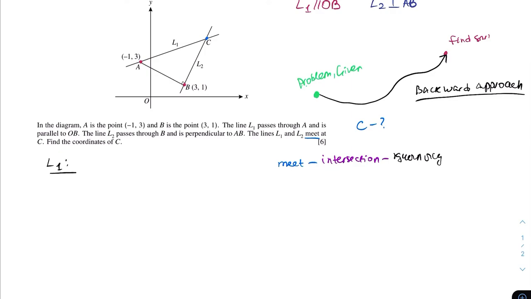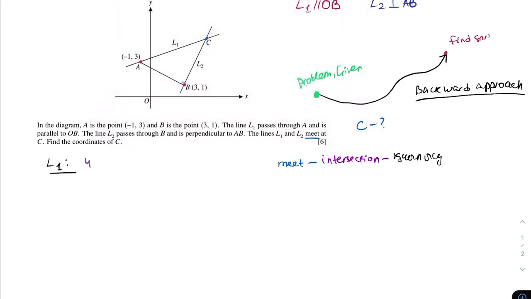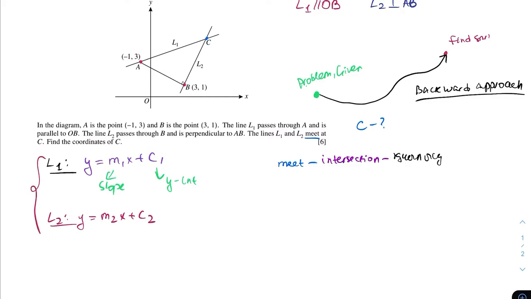If I know the equation of L1, we know that a linear function is y = m1x + c1. This is called slope-intercept form, where m1 is called the slope and c1 is called the y-intercept. If I know L2, L2 has the same representation: y = m2x + c2. How can I find the coordinates of C?